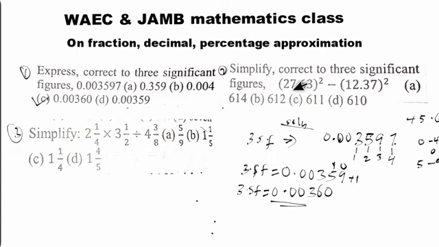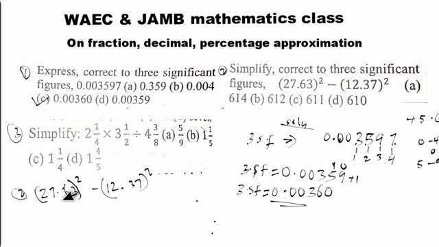So this one, 2 points, that is 27.63. Let me write it out here. So question 2, we have 27.63 squared, minus 12.37 squared. Let me put this one in brackets. Then we have square, so it means that this one is multiplied by itself.